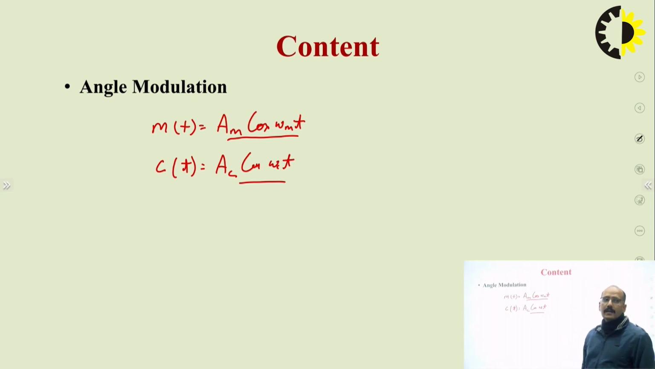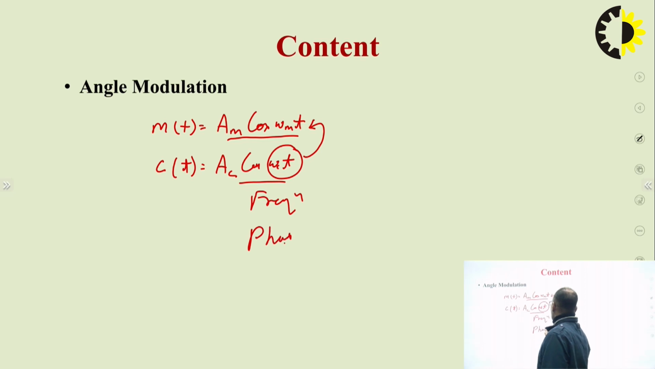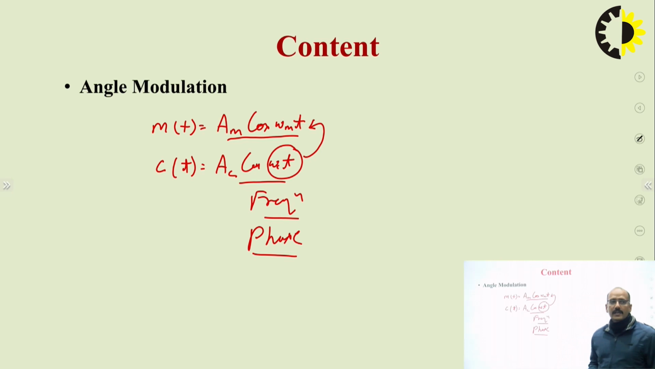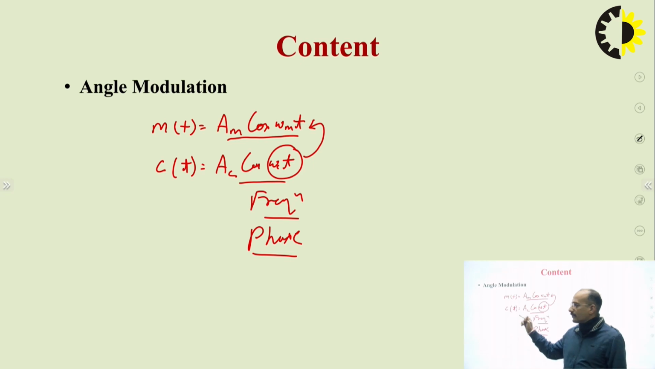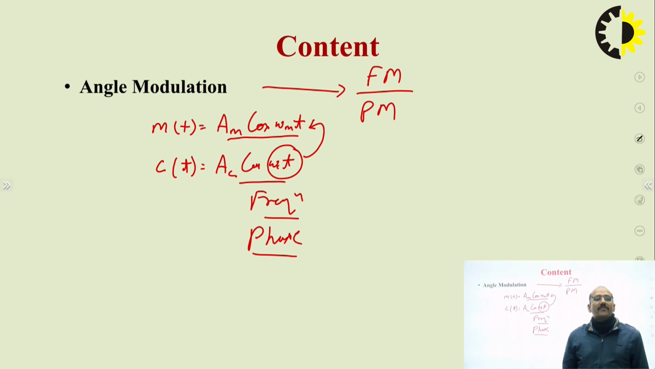As per the definition of angle modulation, we are going to change the angle part of this carrier signal as per the instantaneous value of the message signal. And this angle actually has two pieces of information. First one is frequency and second one is phase. So at one time, either we are changing the frequency of the carrier or changing the phase of the carrier as per the instantaneous value of the message signal. When frequency is changed, the amplitude of the carrier is kept constant. So by this process we will get two types of angle modulation, FM and PM. FM stands for frequency modulation, whereas PM stands for phase modulation.